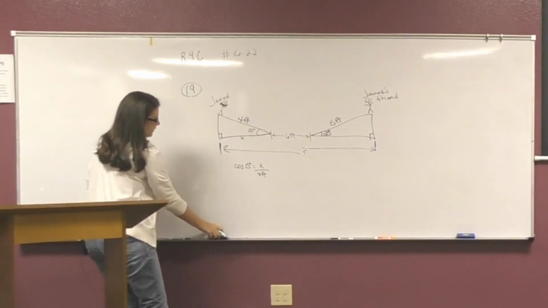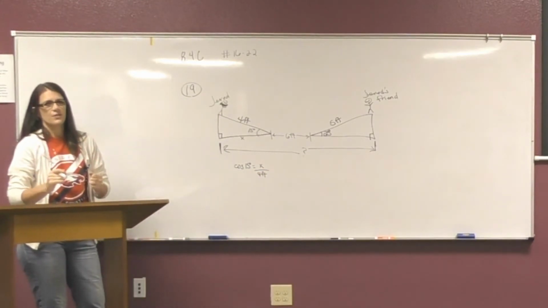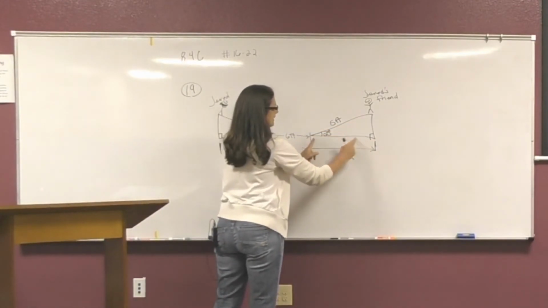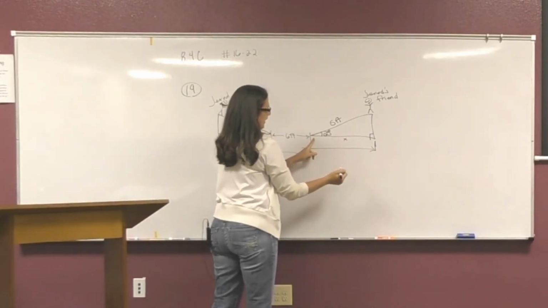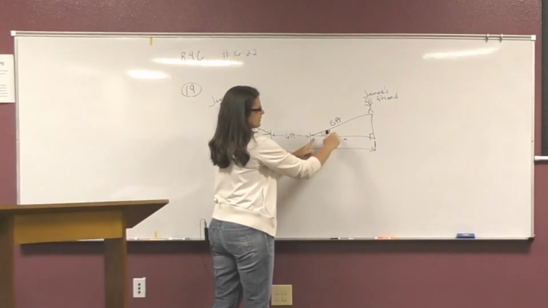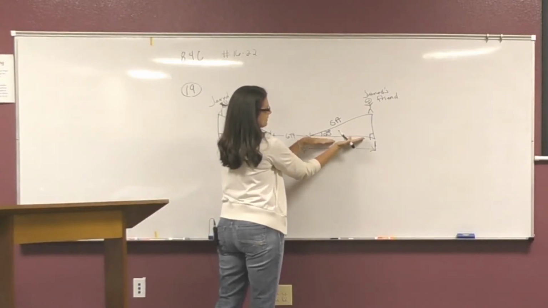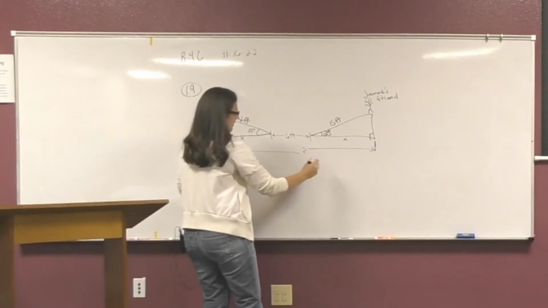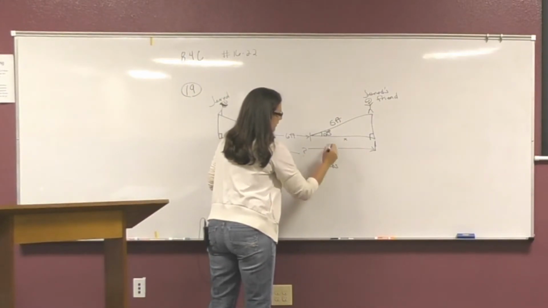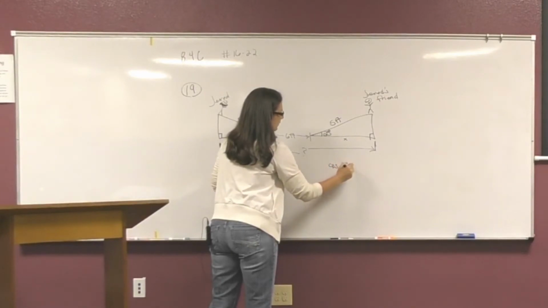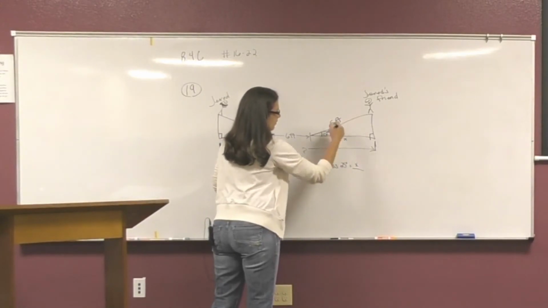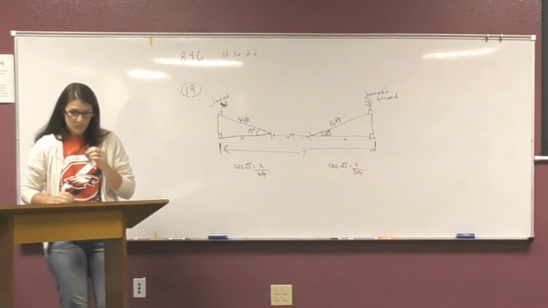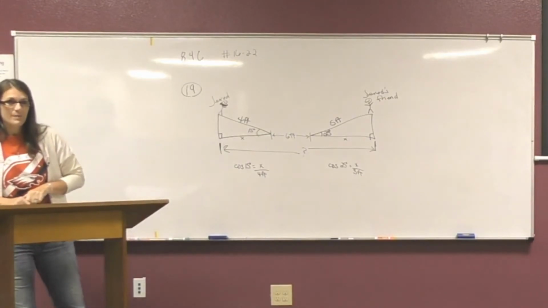Okay? So actually, I am going to let you finish this one. All right? And over here, I need this side of the ramp. So in relation to this angle, I'm looking for adjacent, and I have hypotenuse. So that's going to be cosine again. Cosine 25 degrees equals adjacent over hypotenuse. Okay.